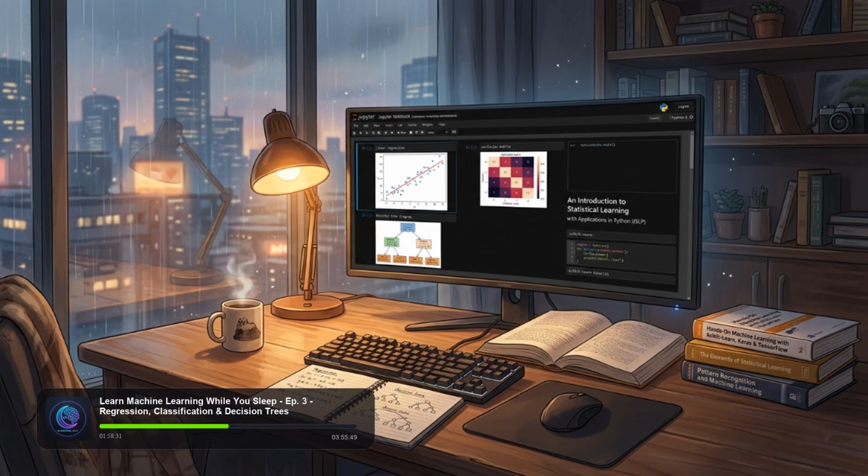The alternative curve-based metric is the receiver operating characteristic curve, universally known as the ROC curve. The ROC curve plots the true positive rate, which is identical to recall, on the vertical axis against the false positive rate on the horizontal axis across all decision thresholds. The false positive rate is calculated as false positives divided by the sum of false positives and true negatives, representing 1 minus specificity.